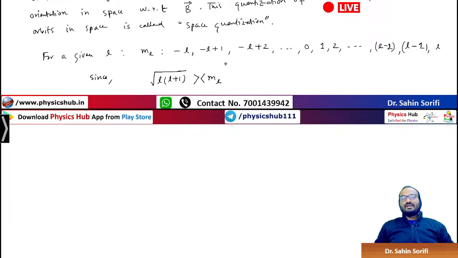This has a very important consequence. Root over L into L plus 1, it should be greater than or less than. Harry, Murli, Ajay. Look, ML can maximum take minus L to plus L. So, magnitude wise, the maximum value of ML is small l. So, root over L into L plus 1, will it be greater than or less than ML? Less than.